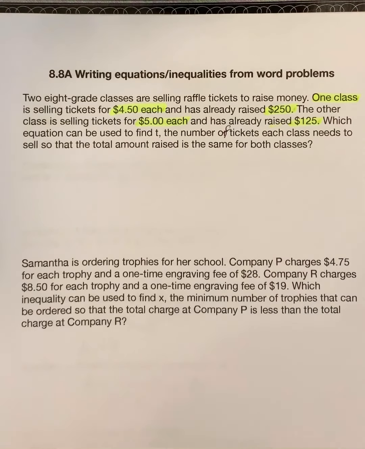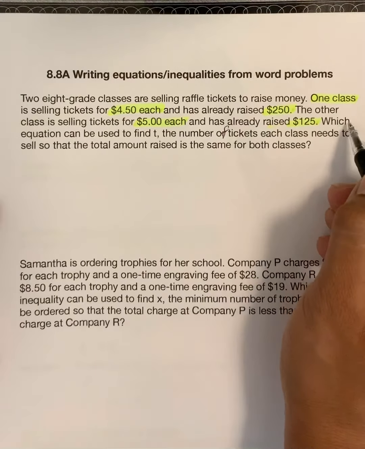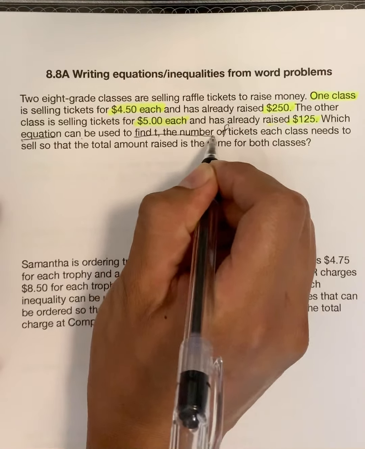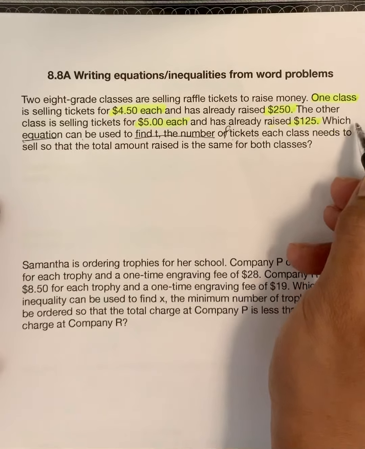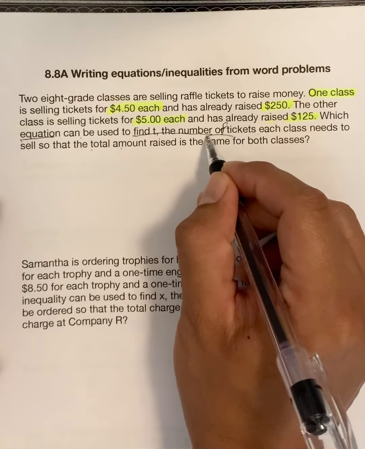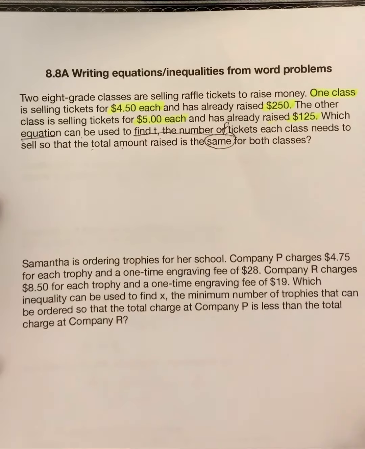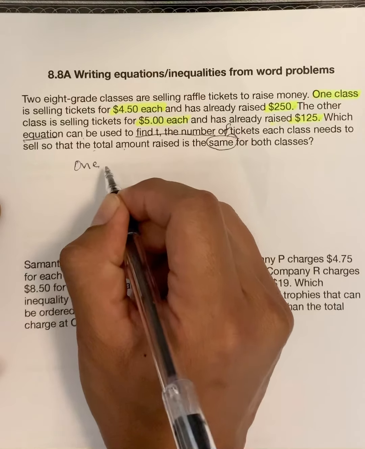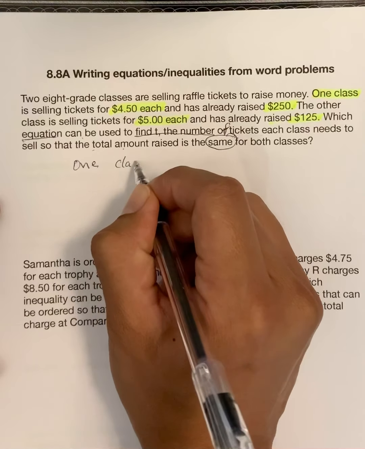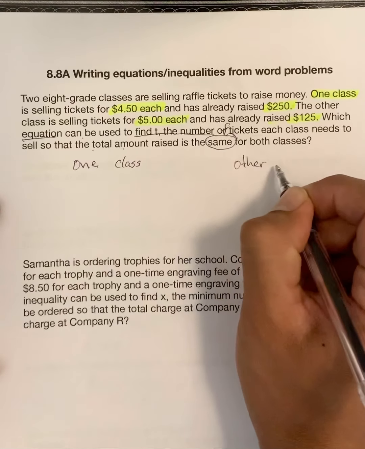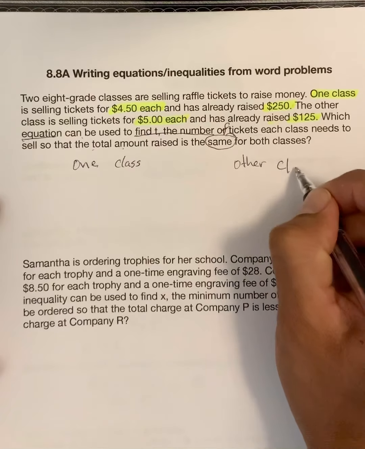So I like to underline the question, see what it's asking. Which equation can be used to find T, the number of tickets each class needs to sell, so the total amount raised is the same for both classes? So here we have one class and the other class. I like to label what two things we're talking about.